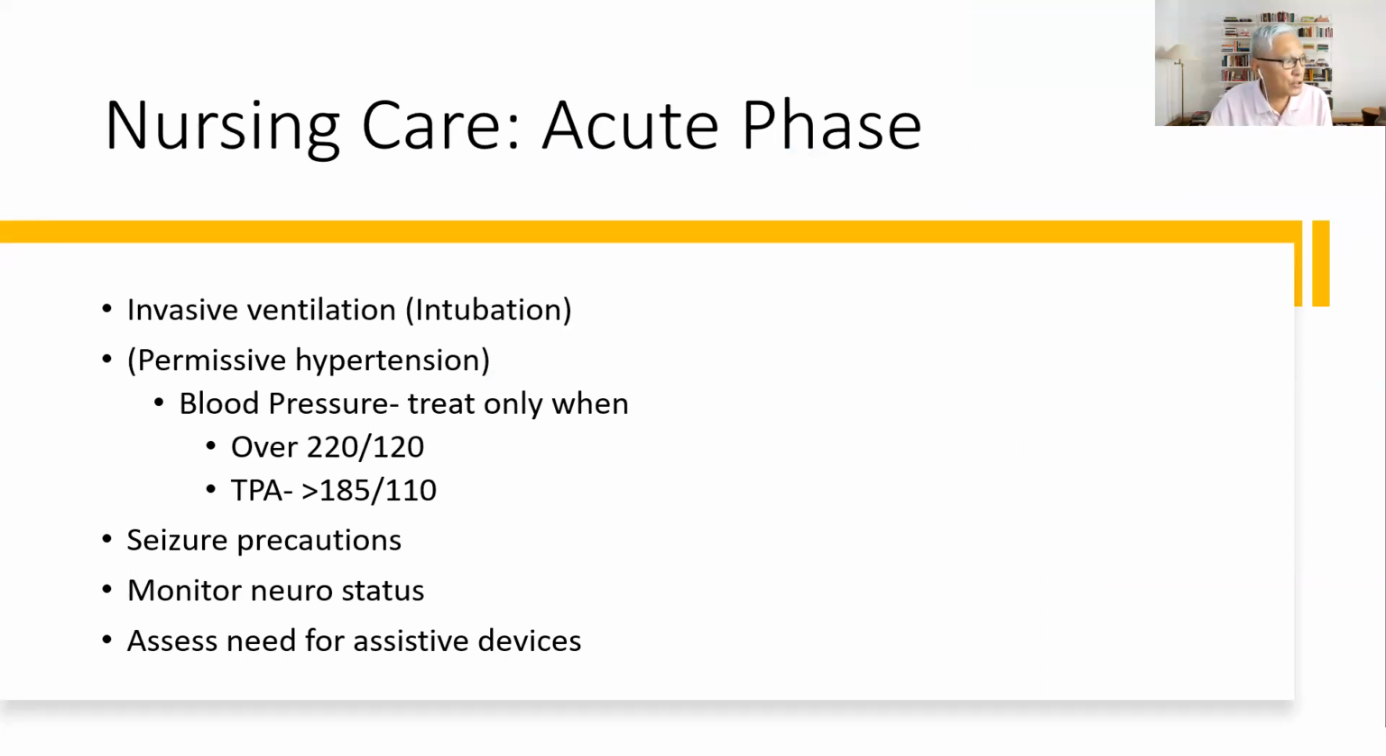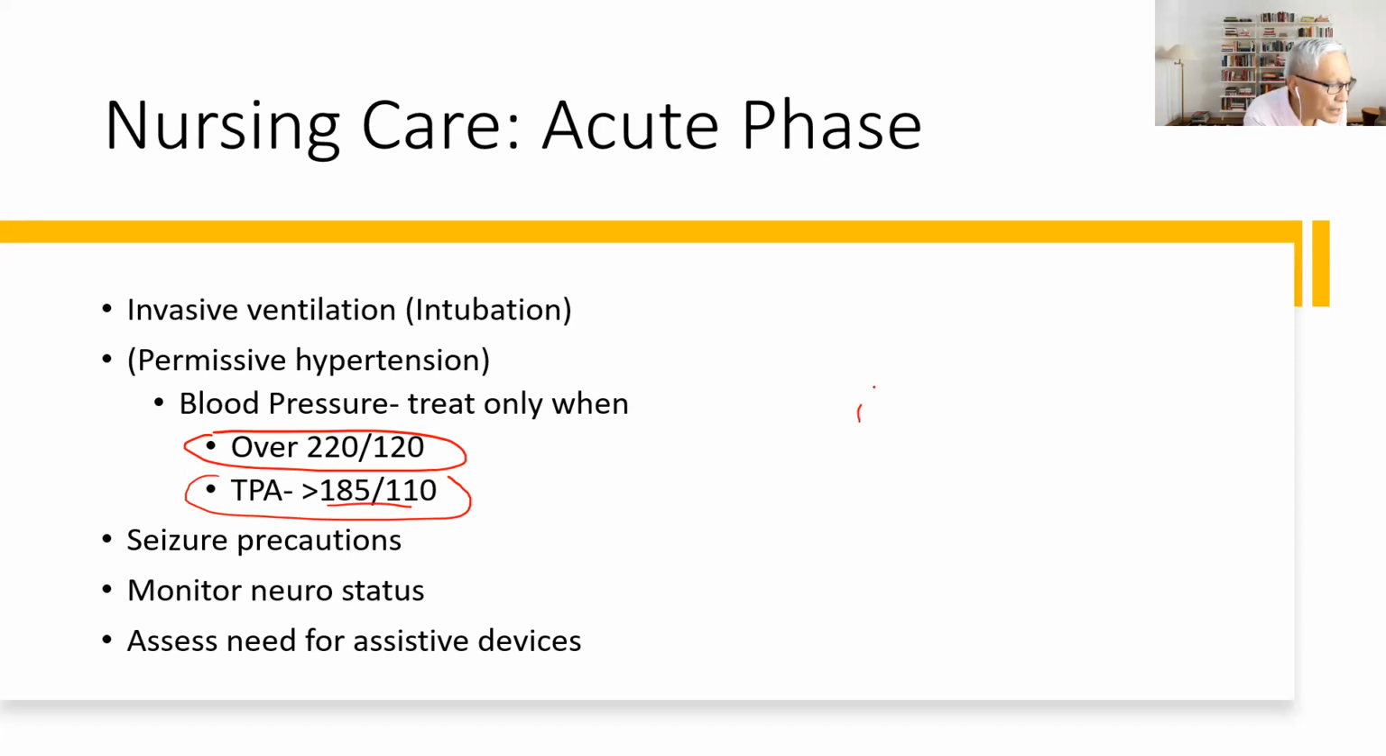So as far as nursing management is concerned, during the acute phase, usually these patients will be on a ventilator, and we also are going to control their blood pressure, but we only treat them when it's over 220 over 120. This is after TPA. But before TPA and during TPA, this is going to be less, okay? Now, why is it that we would allow the patient to have a blood pressure of over 200? Because you remember, we only treat them if it's 220.